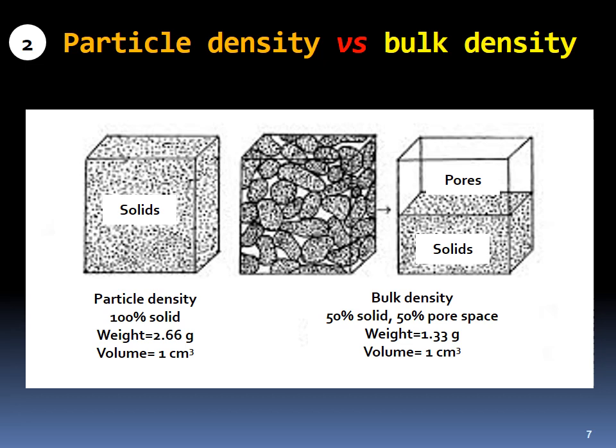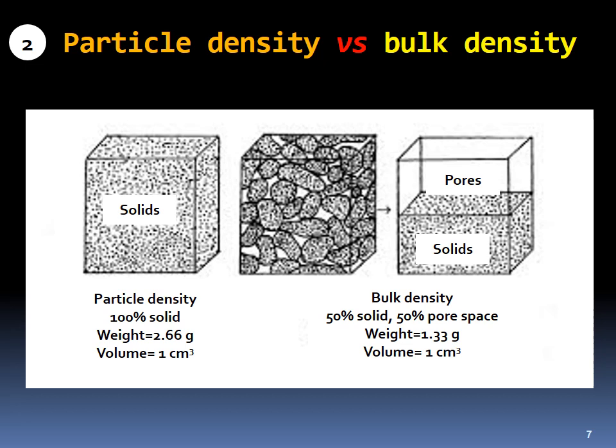So the mass would only consider the mass of the solids, without the air, without the water, without the organic matter, only solid, 100% solid. You put them all together, compress them, so they occupy entirely the full cube, and then you weigh them, and you got the mass 2.66 grams. Now, to get the particle density, divide the mass over the volume, and that would be 2.66 gram per centimeter cubed.